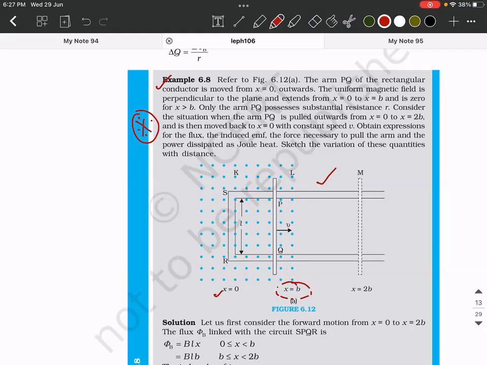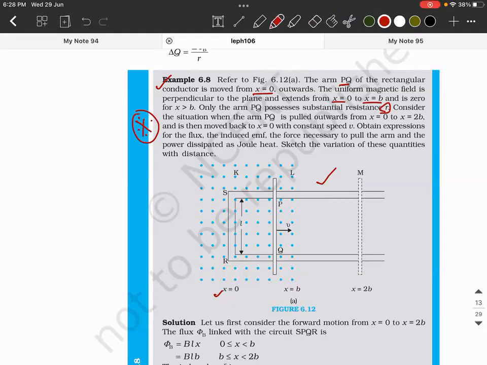They are saying the arm PQ of the rectangular conductor is moved from x is equal to 0 outwards. The uniform magnetic field is perpendicular to the plane and extends from x is equal to 0 to x is equal to b and is 0 for x greater than b. Only the arm PQ possesses a substantial resistance of small r. So PQ has a small resistance of small r. Consider the situation when the arm PQ is pulled outwards from x is equal to 0 to x is equal to 2b.